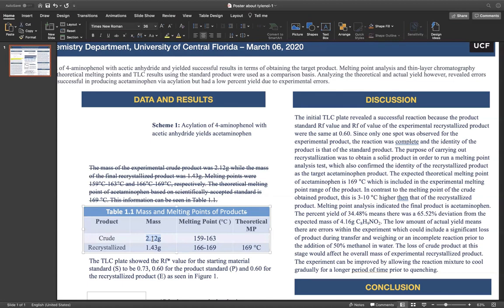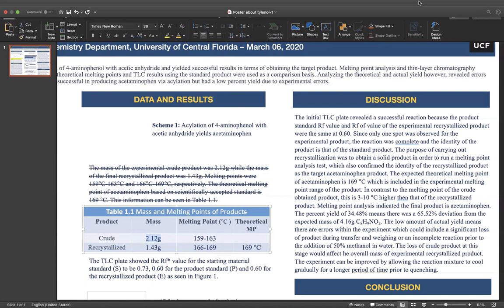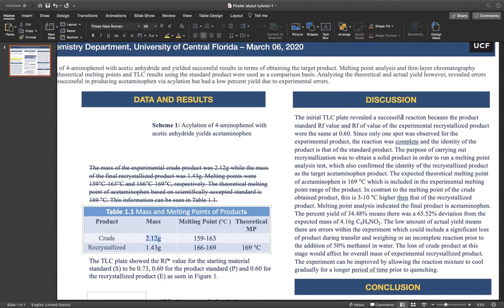No, not unless you'd like to say that when it was recrystallized, the mass was less, which may have meant that there was impurity presence and recrystallization further purified it, right? So make sure any data that you include within the discussion, that you're actually discussing it and not simply listing it, right? So this discussion says the initial TLC plate revealed a successful reaction because the product standard RF value and RF value of the experimental recrystallized products were the same.